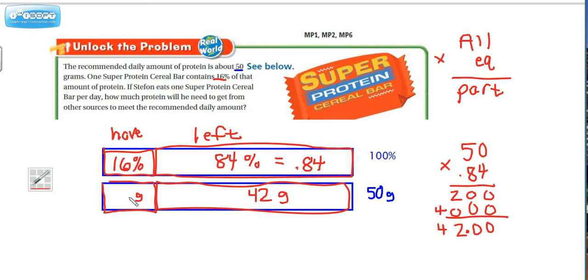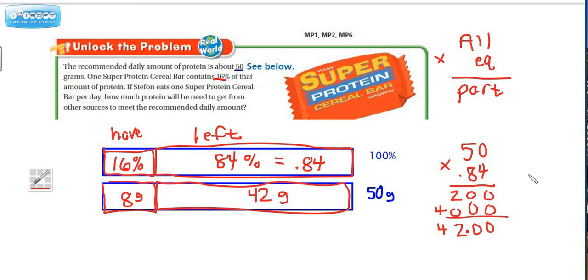Now, if they needed this number, which sometimes they do, you have a couple options. Option 1 is you can subtract this from 50 to get the 8 grams that way. Another way you could do it is to, instead of multiplying 50 times 84 hundredths, you could have multiplied 50 times 16 hundredths, so that would have given you this 8 grams. All right, so look for part 2 of the video.